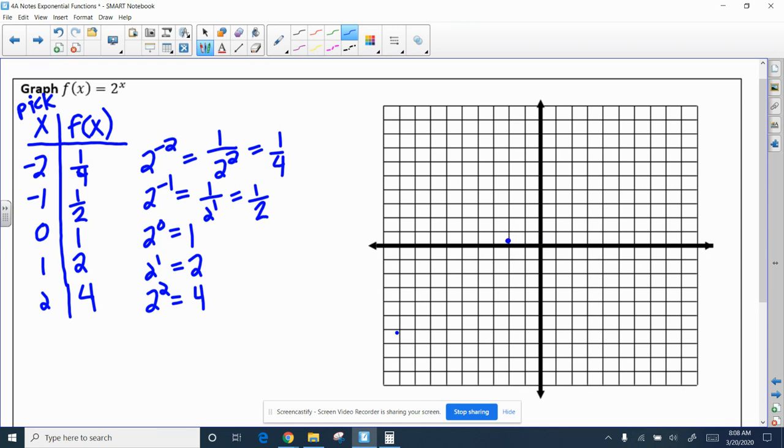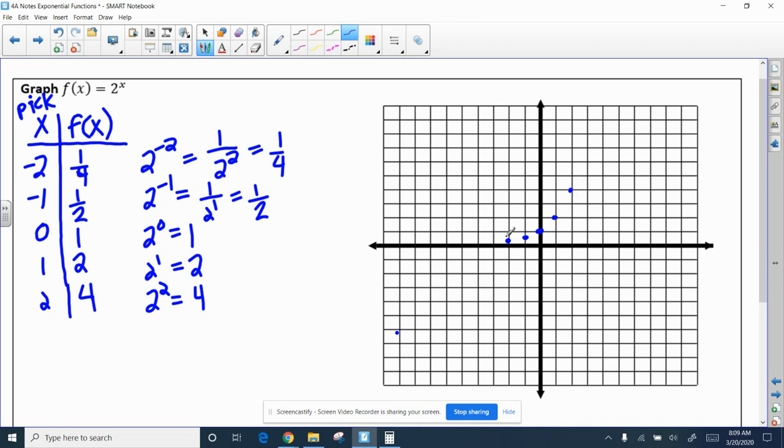The next point is -1, 1/2. So I go left 1 and up a 1/2. So between the 0 and the 1. The next point is 0, 1, right here. Then 1, 2, right 1, up 2, and 2, 4, right 2, up 4. All right, so here's the points we have.